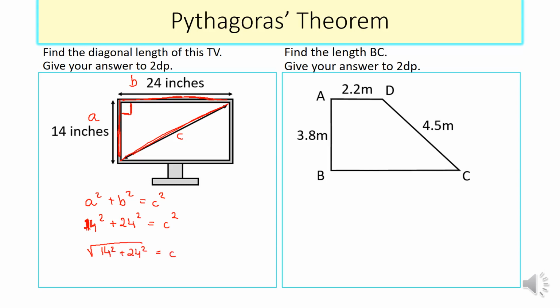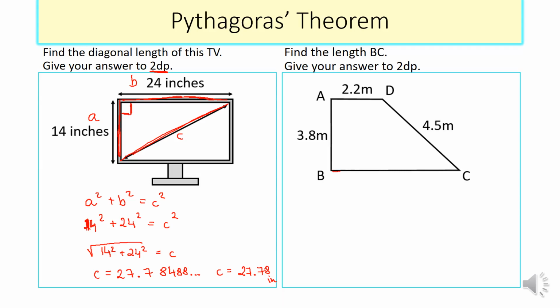And now when you put this into the calculator, the value of C is 27.78488 and so on. And now my answer needs to be given to two decimal places. So that is 27.78 inches.